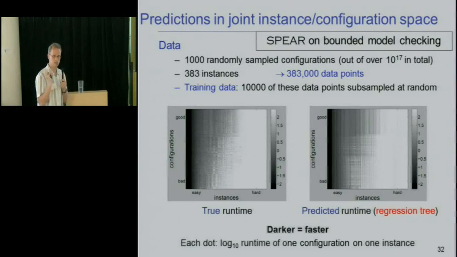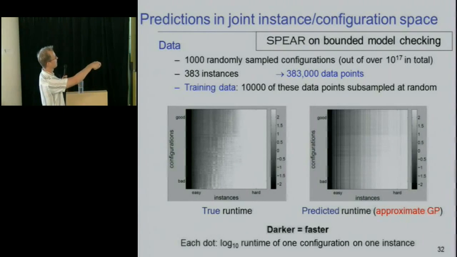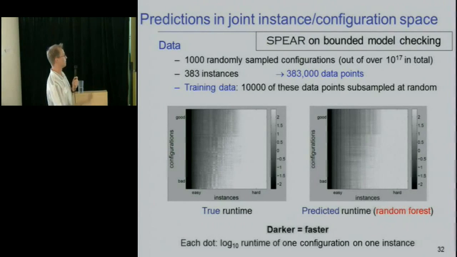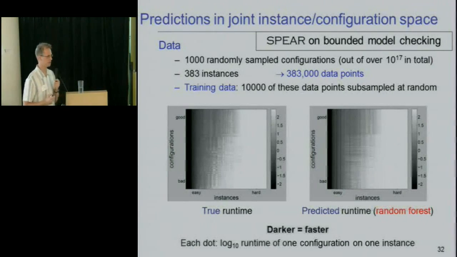Regression trees just have a little bit more variance. The GP starts to think some of the hard instances can actually be solved by the good configurations, and ridge regression kind of doesn't really pick up on how important configurations are. It does pick up on the easy instances, etc. But random forests do best here.